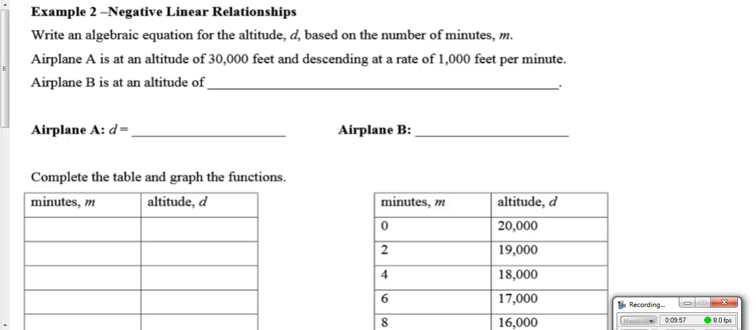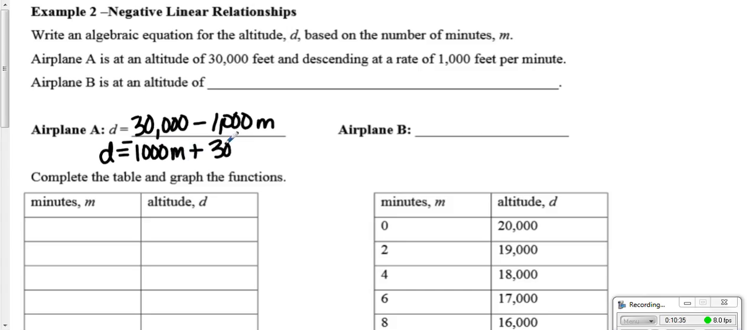Alrighty then, let's start with airplane A. They have D equals. It tells us that it's at a starting altitude of 30,000 feet, so we can go ahead and start writing that in. And then descending. Descending sounds a lot like a negative slope, so I'm going to write in that minus of 1,000 feet per minute. There we go. And if we wanted to, we could always rewrite it in the y equals mx plus b form, where we have negative 1,000 m plus 30,000.